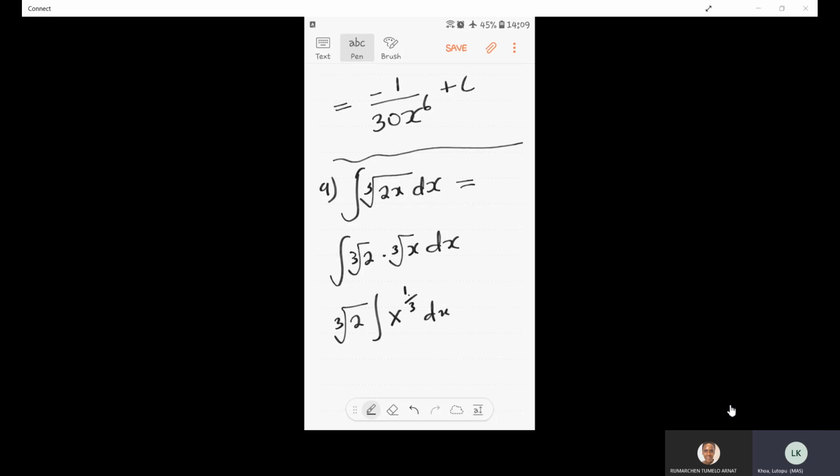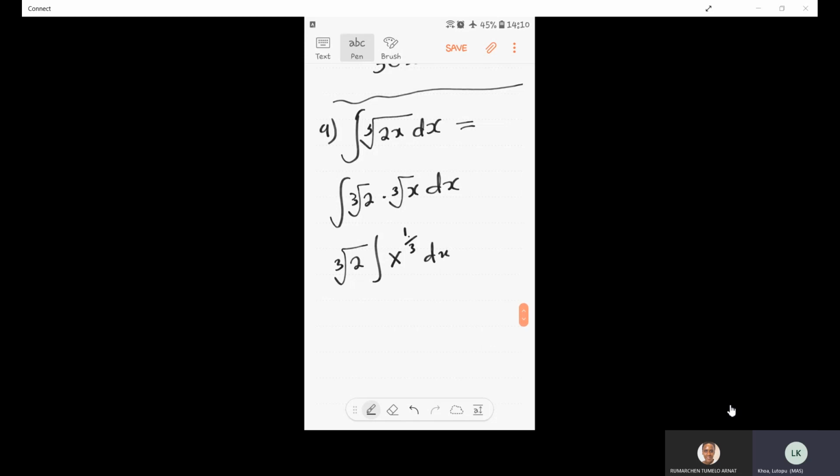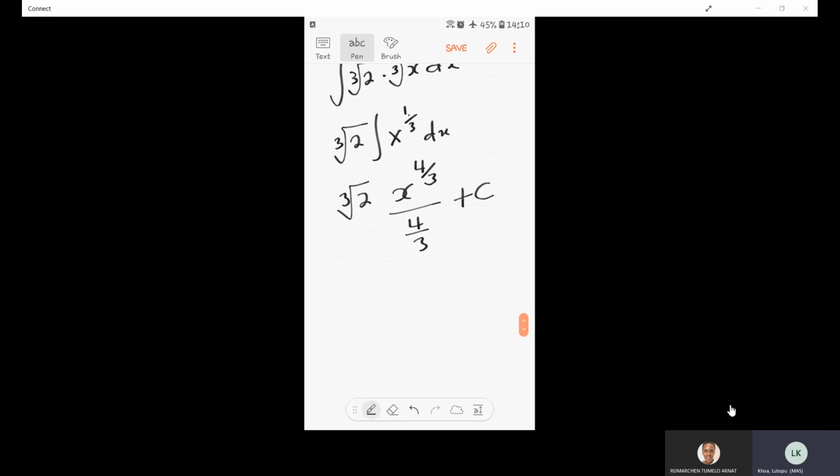Okay, I'm back. So here, what we do to integrate x to the power of 1 over 3, we just add 1 and then divide by that. So when we add 1 to 1 over 3, what we get is 4 over 3. So we have the cube root of 2 x to the power of 4 over 3. Then we divide by 4 over 3. Then we add our constant.